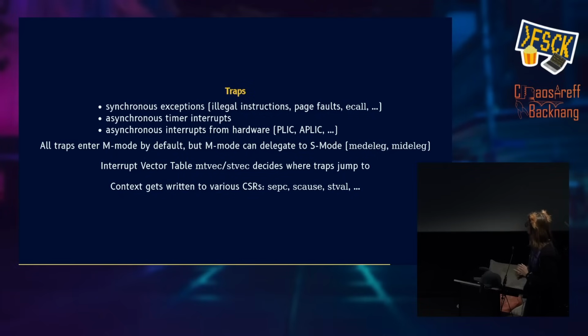The interrupt vector table, depending on which mode you're in, MTVEC or STVEC, decides where the trap actually jumps to. And then there is a bunch of CSRs that the hardware writes context into. For example, the instruction that faulted, the exact cause and other information, the program counter, and so on. So for example, for page faults, it will tell you accessing which memory location faulted, of course, so that you can handle that.